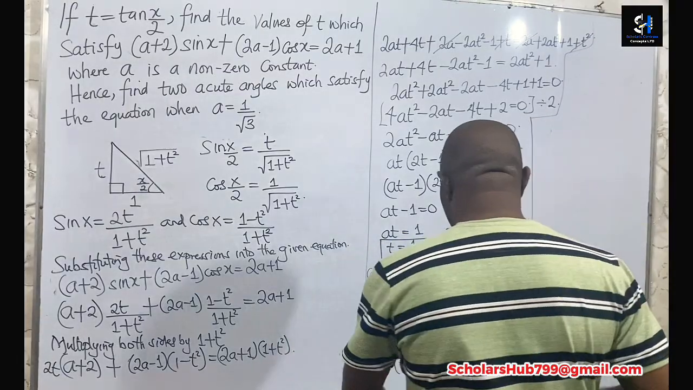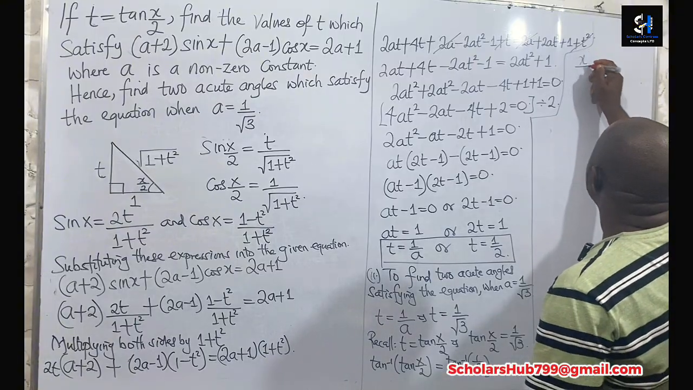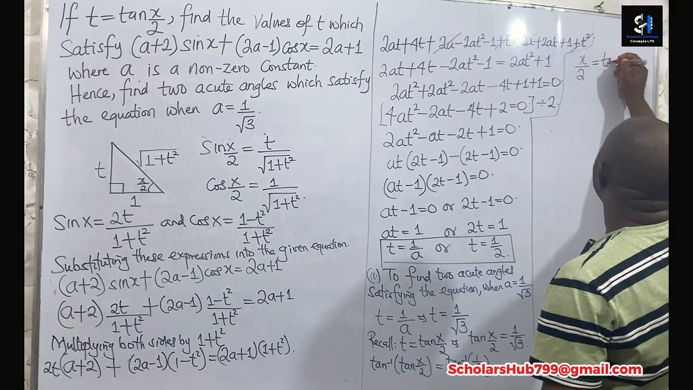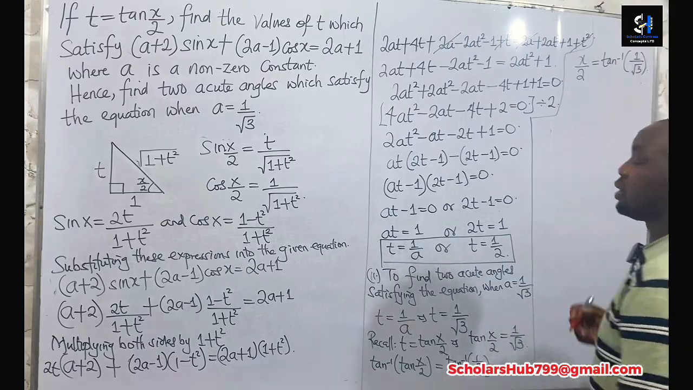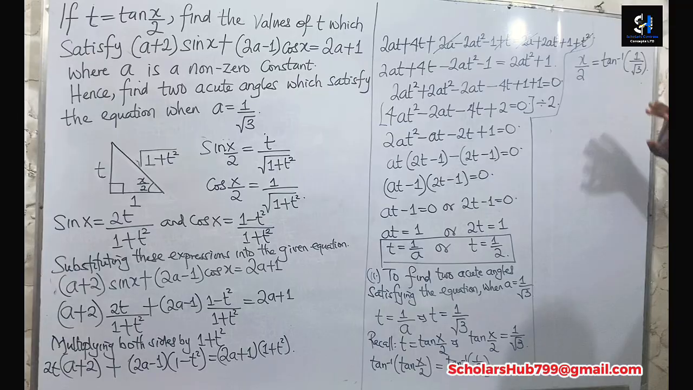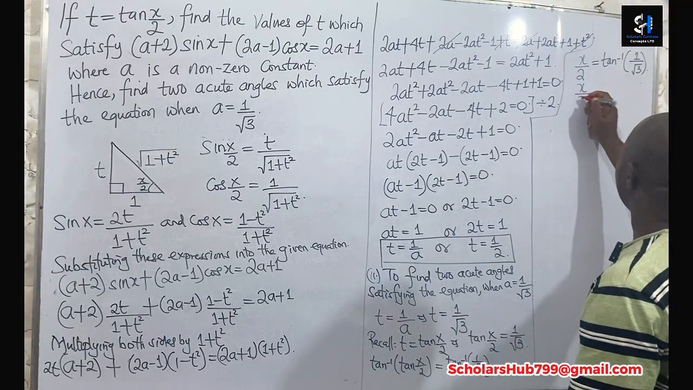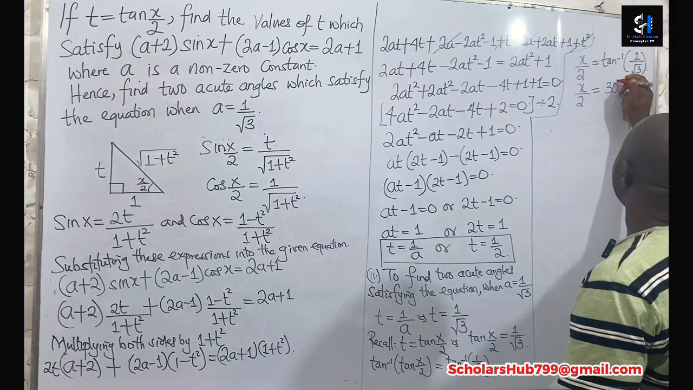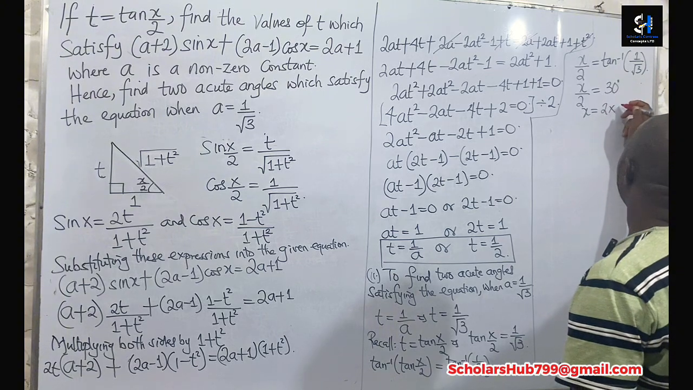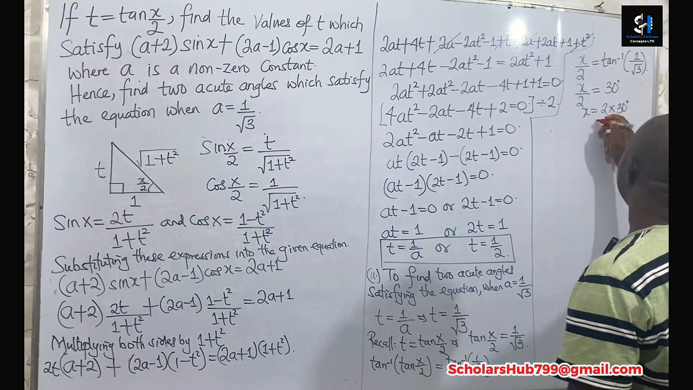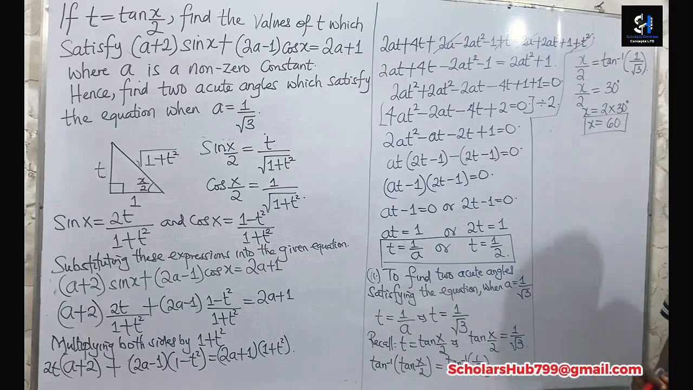Let me continue from here. This reduces to x over 2 equals inverse tan of 1 over root 3. The inverse tan of 1 over root 3 is 30 degrees. So x over 2 equals 30 degrees. So the first acute angle will be 60 degrees: 2 times 30, so x equals 60 degrees.